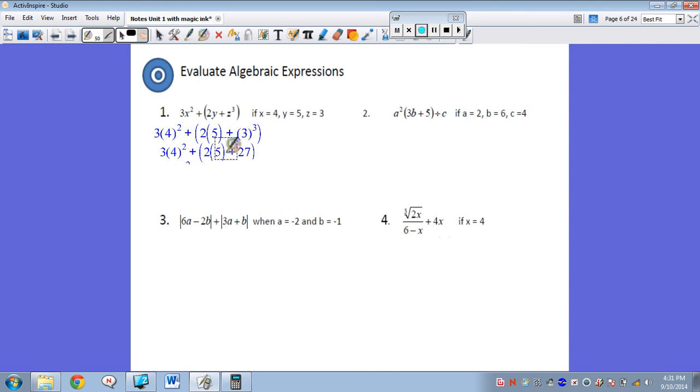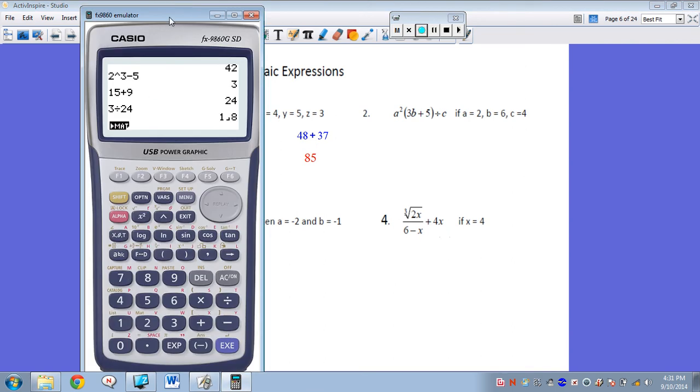Then you're still inside of this parentheses. 2 times 5 is 10. So rewrite everything with 10. Okay, you're almost done with the parentheses. You can combine 10 plus 27 and get 37. Okay, this parenthesis is now done. There's only one number inside. Then you're going to go to the exponent. 4 squared is 16. Okay, now you're left with multiplication and addition. Multiplication comes first. 3 times 16 is 48 plus 37, and you're left with 85.